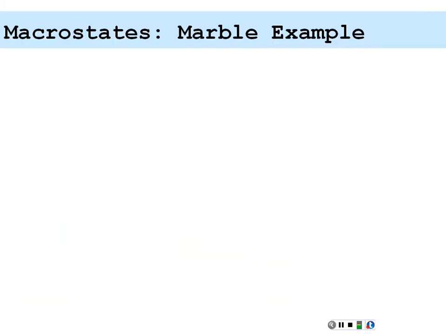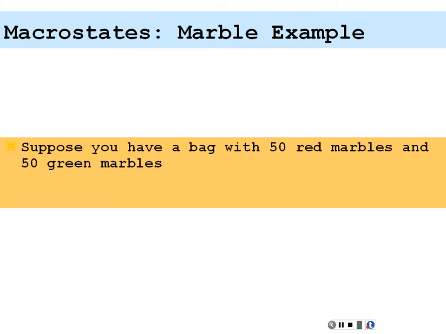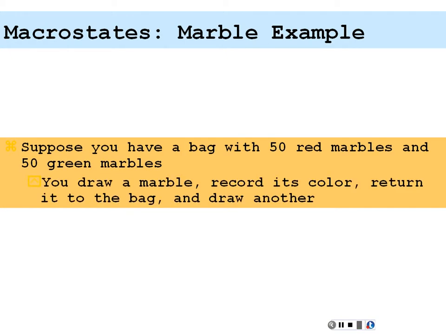Let's try the marble example. Suppose you have a bag with 50 red marbles and 50 green marbles. You draw a marble, record its color, return it to the bag, and draw another. So you get a bag, any old bag, and you reach in, pull out a marble, and the first marble you pull out, let's see, is a red marble. So you pull out a red marble.